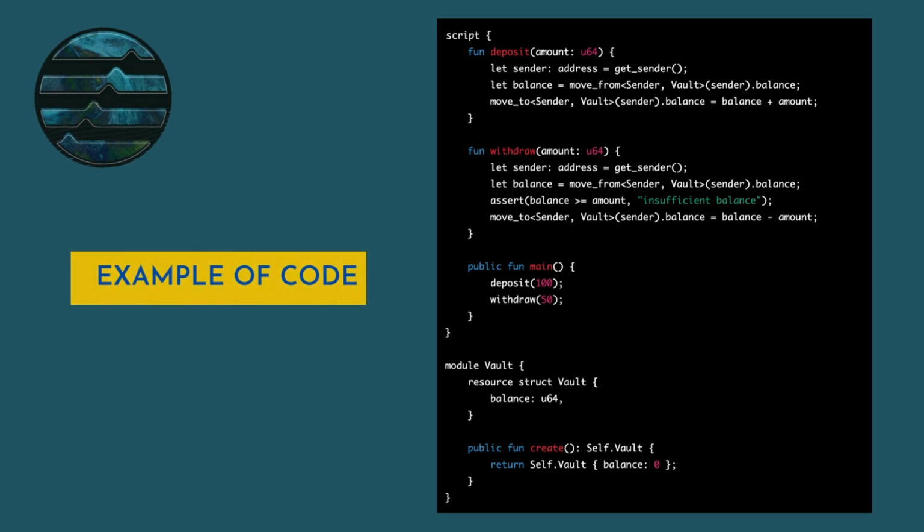The vault module defines the vault resource struct, which is used to store the balance of each user's vault. The create function is used to create a new vault resource for each user. Note that this is just a simple example, and Move code can be much more complex depending on the requirements of the smart contract or application being developed.